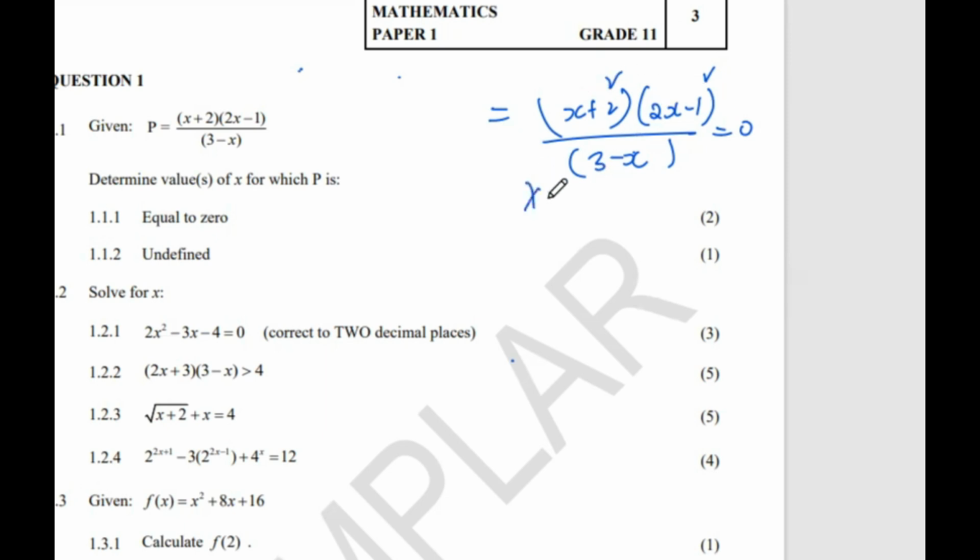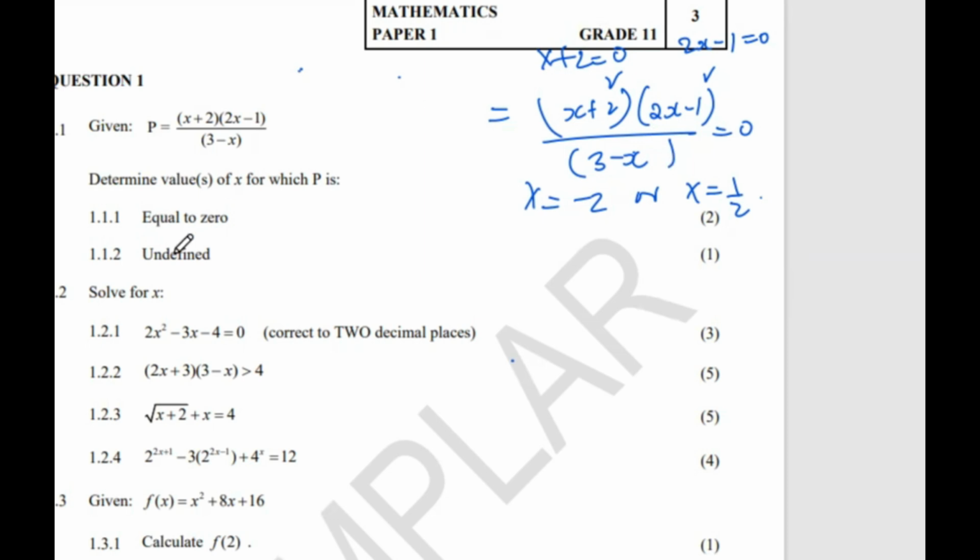So in the first case, we can say x is negative 2. Or if we solve for x using this bracket and equating it to 0, we can say x is going to be a half. What I'm saying is, x plus 2 is 0, get the x. Or 2x minus 1 is 0, then you solve for x, you get a half and negative 2. So that would be 1.1.1.